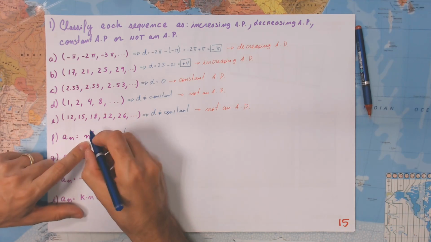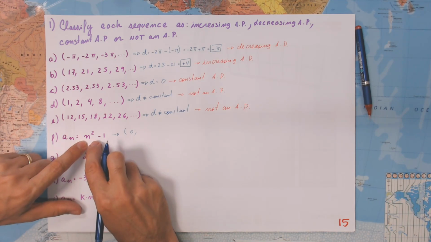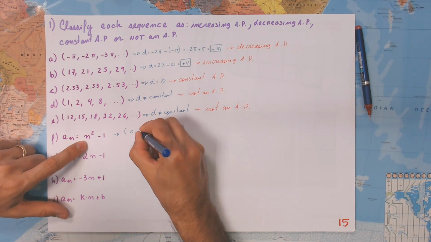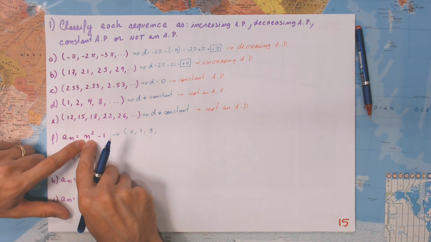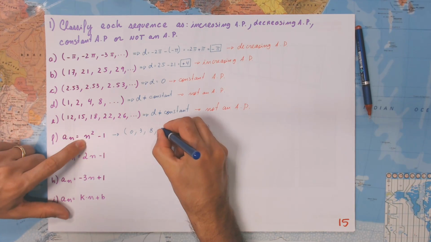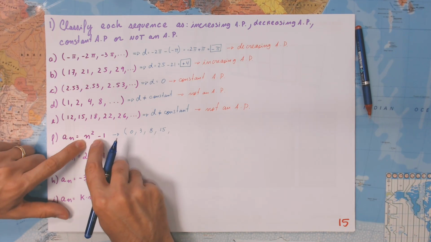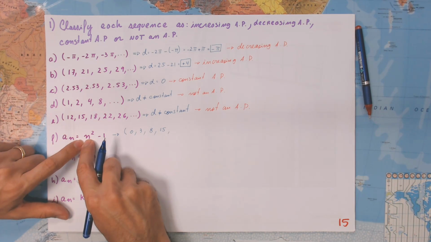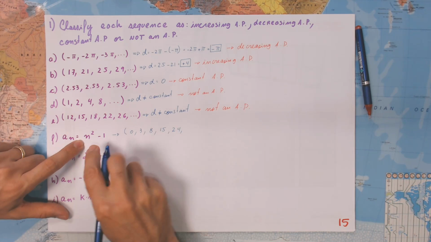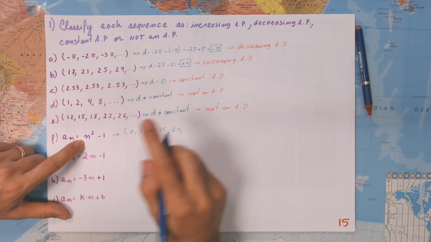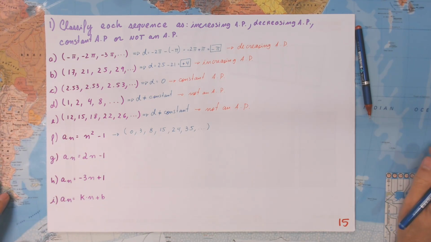N equals 1, 1 minus 1, 0. N equals 2, 2 squared, 4, minus 1, 3. N equals 3, 9 minus 1, 8. N equals 4, 16 minus 1, 15. N equals 5, 25 minus 1, 24. N equals 6, 36 minus 1, 35. Well, I think this is enough. Let's see what is going on.